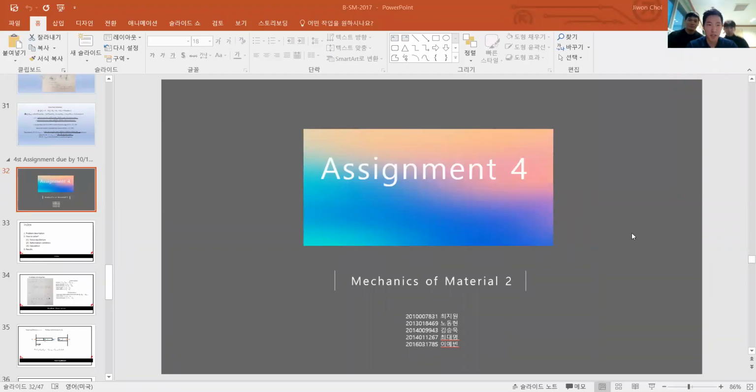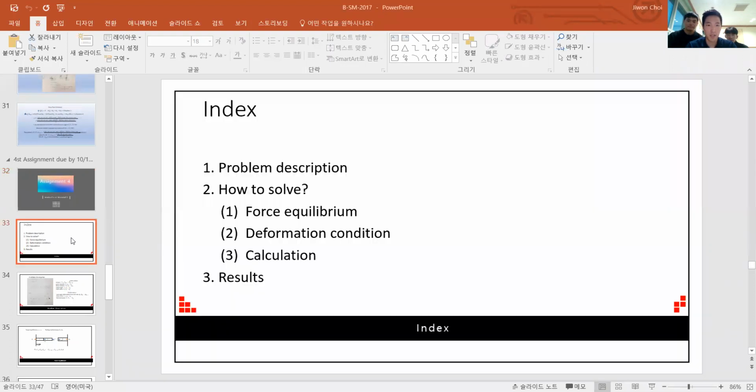This is group B, and we're going to make a presentation about task 4, and this is the index. First of all, I'm going to describe the problem, and second, I'm going to talk about how to solve it using equilibrium, deformation condition, and calculation. And the final part will be results.